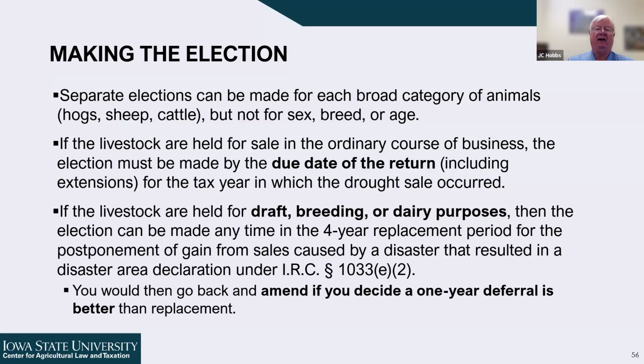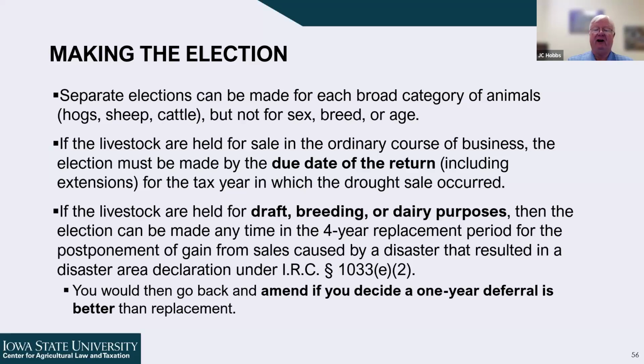Again, we're required to make a separate election based upon the category of animals, that being hogs, sheep, beef cattle, dairy cattle. They're all separate. We don't have to worry about sex, breed, or age. If they're held for sale in the ordinary course of business, the election has to be made by the due date of that return, including extensions. So if we decide to extend, we're allowed that much more time to get it in place for that particular year when the drought or weather-related condition occurred.